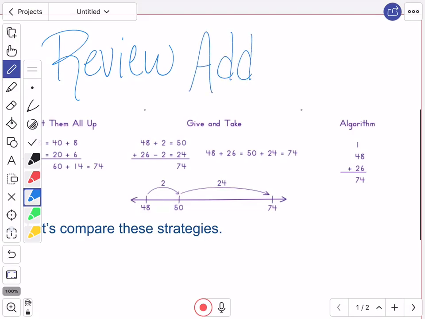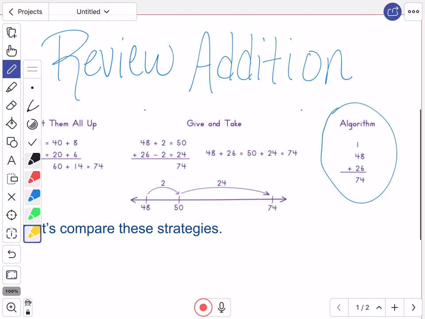I know that a lot of us are comfortable with the standard algorithm for addition, which would be right here, okay? And then we were also introduced to one that you weren't as familiar with, yet you became familiar with and ended up liking, which was the give and take method. If you're looking at 48 plus 26, you can see that 48 is very close to 50.